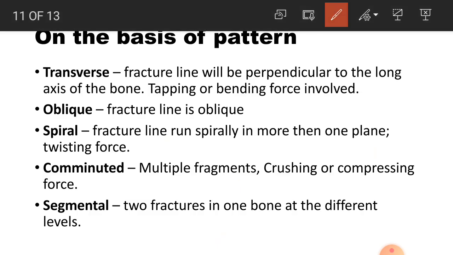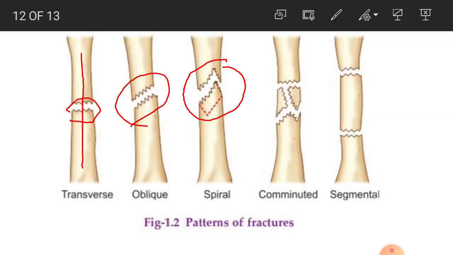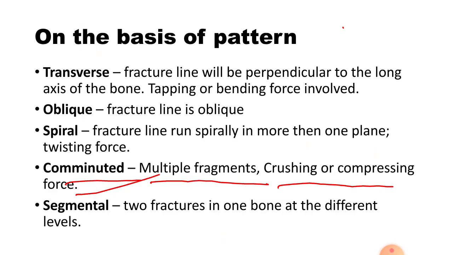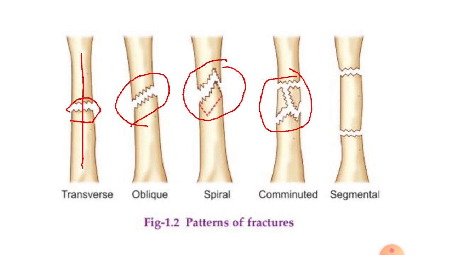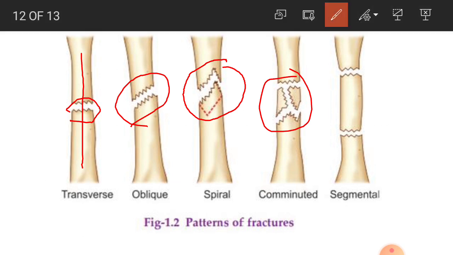Fourth is comminuted fracture, in which there will be multiple fragments resulting from a crushing or a compressing force, right? Here you can see there are multiple fracture fragments, difficult to treat. Fifth is segmental fractures, two fractures in one bone, right? Two fractures in one bone at different levels. So here you can see a segmental fracture, two fractures at different levels in a single bone, right?